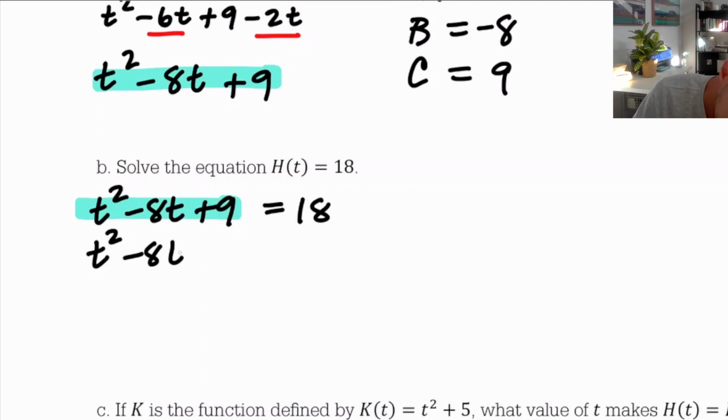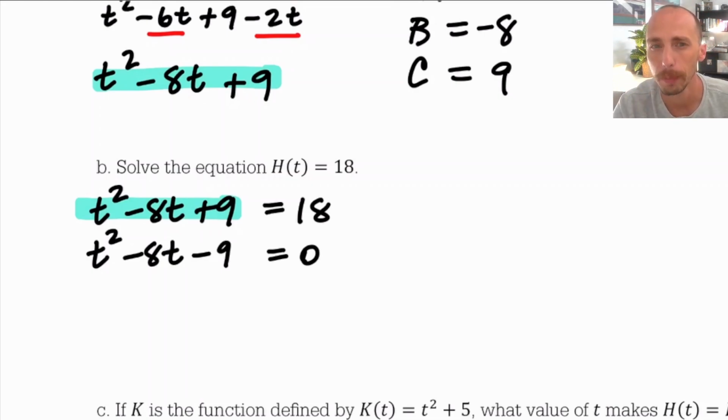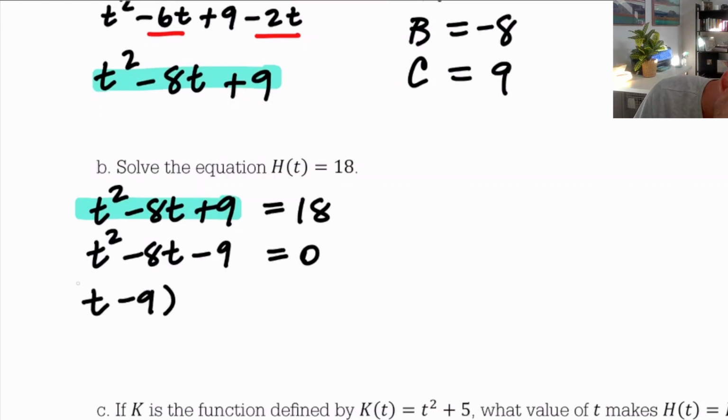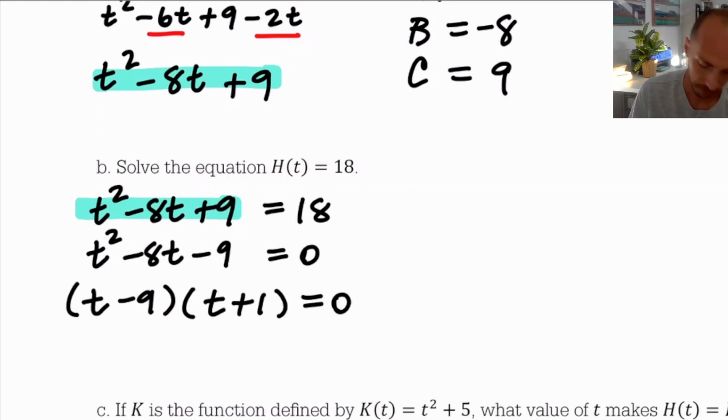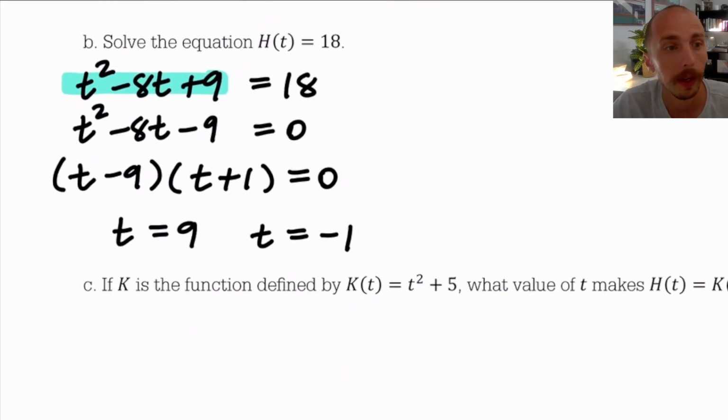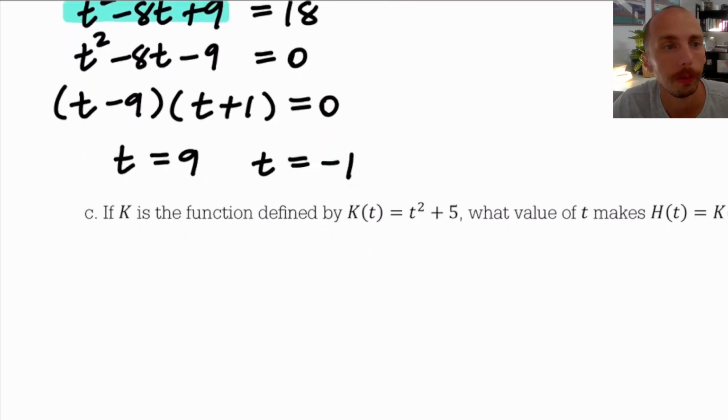Minus 8t, 9 minus 18 would be negative 9. So I'm looking for two numbers that multiply to negative 9 while adding to negative 8. That feels like negative 9 and positive 1 to me. If t minus 9 times t plus 1 is equal to 0, either t minus 9 is equal to 0, or maybe t plus 1 is equal to 0. And those would be the t values of my solutions to that equation.